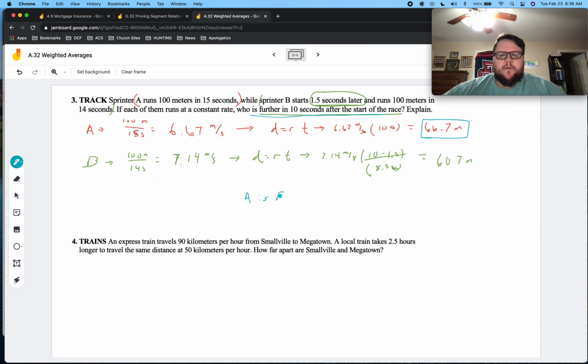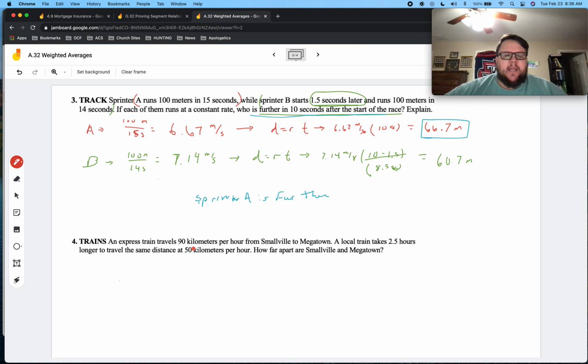And you don't have to write "A is further." You could just circle it, but sprinter A is further. All right, let's look at the next one.